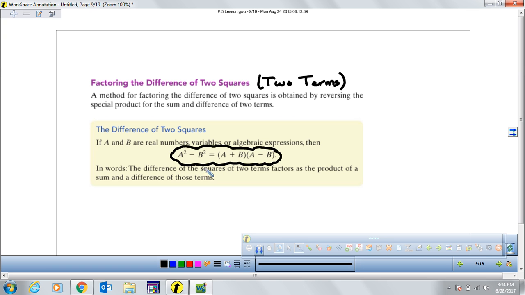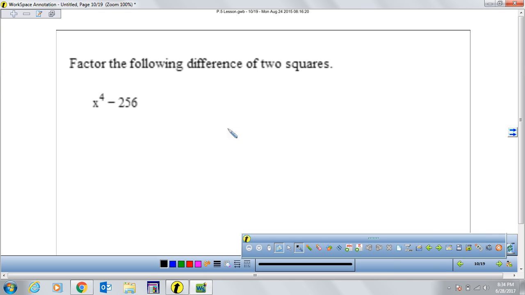To find a and b, we need to find out something that when squared gives me the first term and something that when squared gives me the second term. That's what a and b will actually be. So, let's go through the first question here. It says, factor the following differences of two squares. The problem is x to the 4th minus 256.